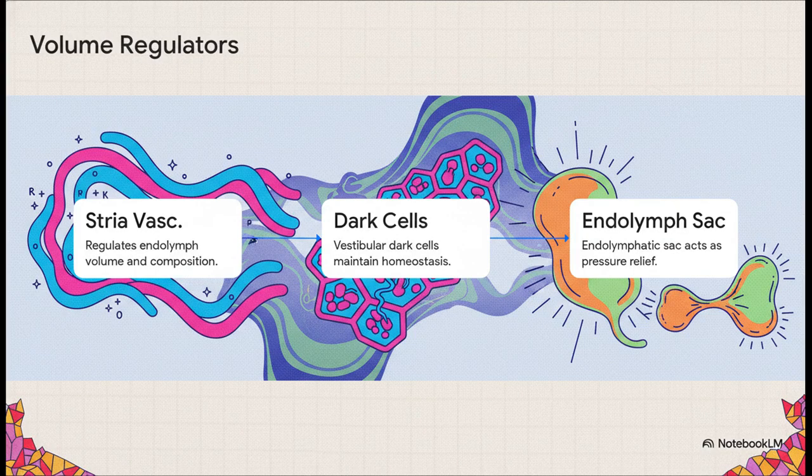So why exactly does this fluid build up in the first place? Well, the endolymph filling the space is a highly specific, potassium-rich fluid that bathes the apical surfaces of the hair cells. And normally, its volume and ionic composition are incredibly tightly regulated by 3 exact structures: the stria vascularis, the dark cells of the vestibular labyrinth, and the endolymphatic sac. In Ménière's disease, this precise homeostasis basically crashes. These structures collectively fail to maintain the volume, which leads directly to that dangerous progressive distension we just saw.